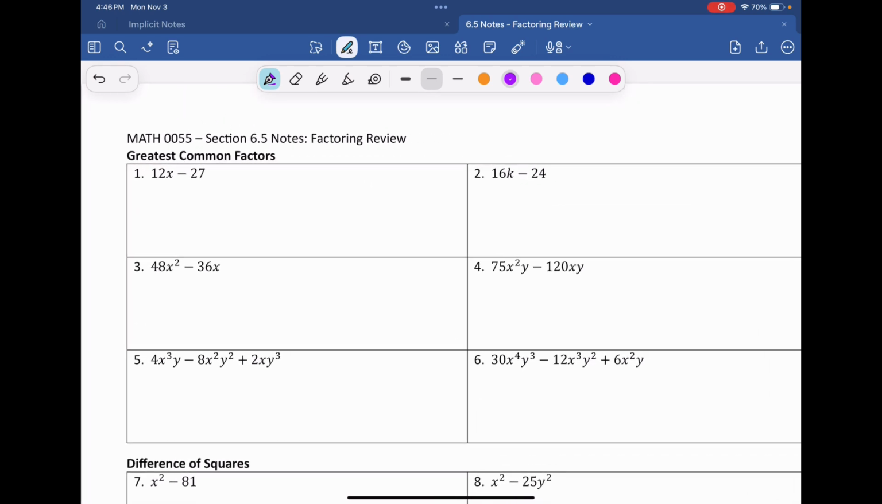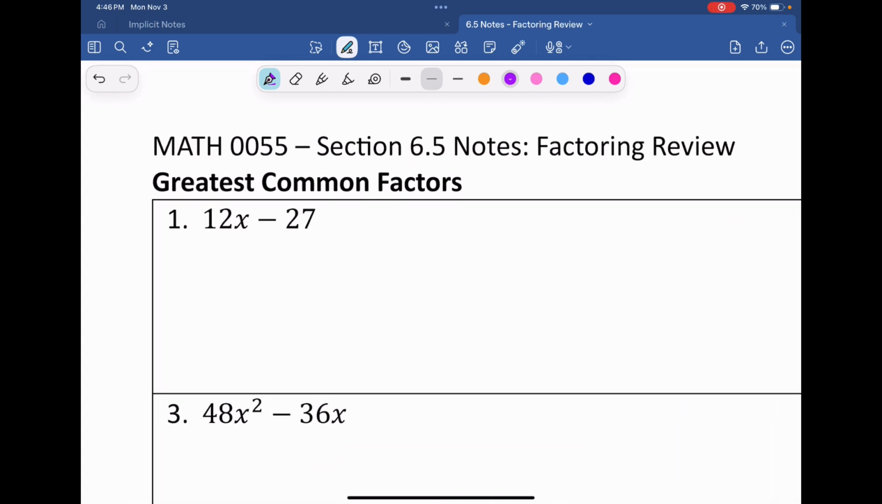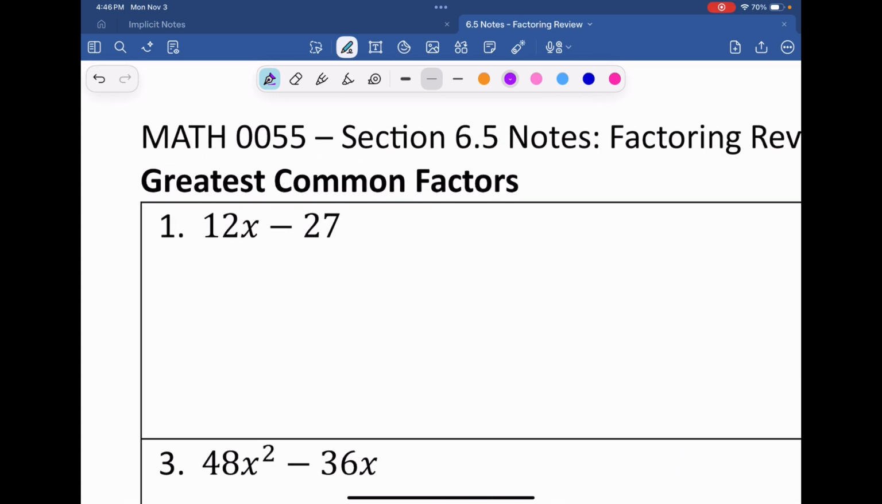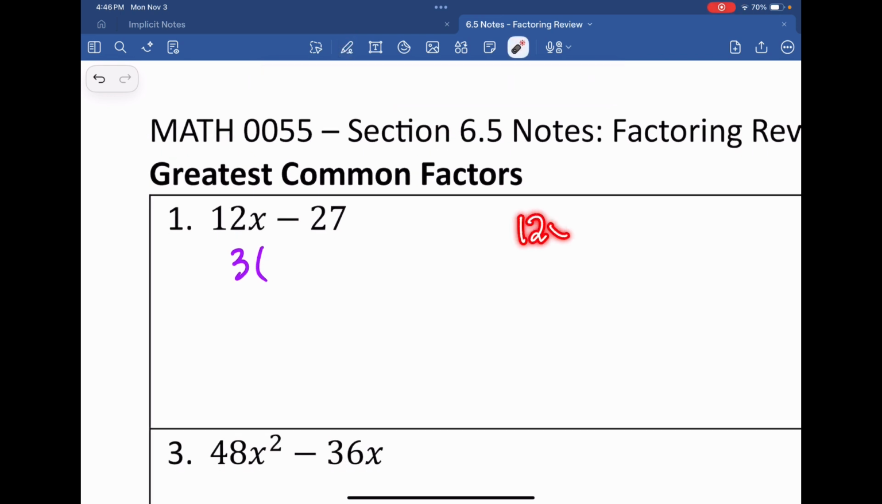Then we're going to start with the greatest common factors. So in 12x minus 27, you're looking for a number or a variable that divides evenly out of both terms. Okay, so for 12 and 27, that's 3. Now I'm not going to write it down, but if you need to, you can write it like this and see that 3 goes into 12 4 times. And 3 goes into 27 9 times.